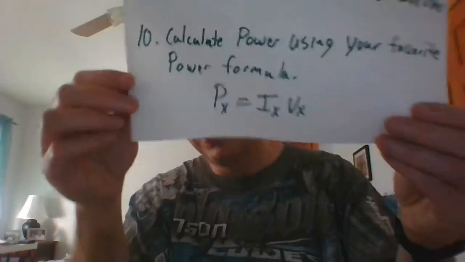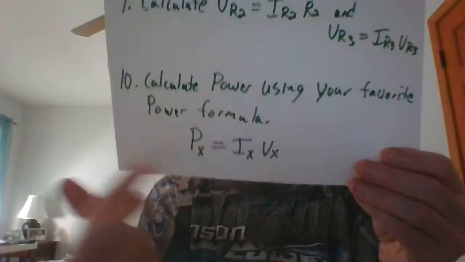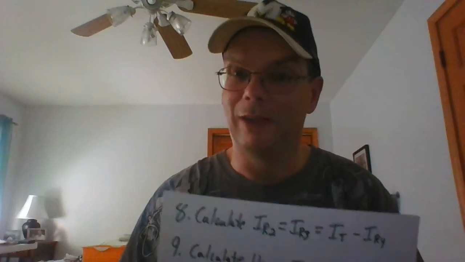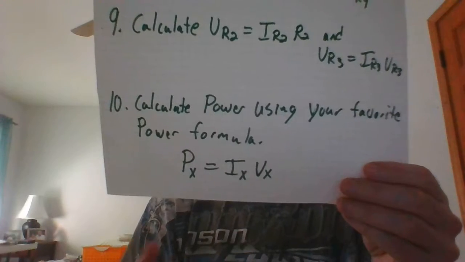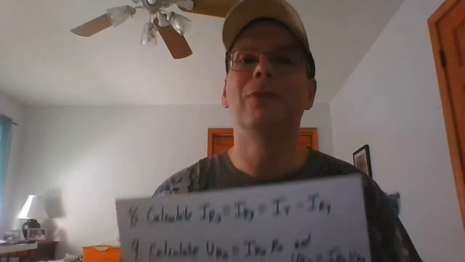So the last thing that we normally calculate is the power. Remember, power is heat dissipated in a resistor. We calculate power, and you can use any formula you want. Again, I suggest I times V, remembering to use the right I and the right V for whatever particular element you're calculating for. There you go. So now you know everything there is to know about solving series parallel resistive circuits.